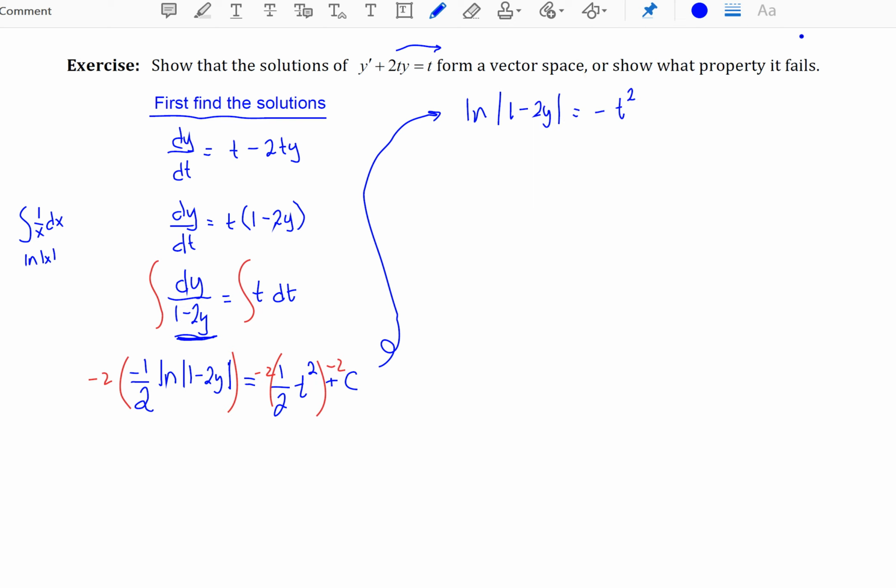So here the -2 and the 1/2 will cancel. And here, -2 times c, remember if c is some arbitrary constant, -2 times c is still a constant. I'd like to just call it a constant.